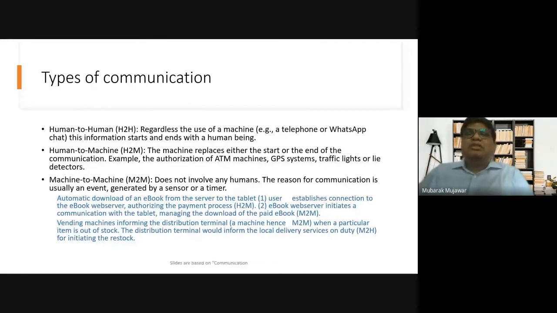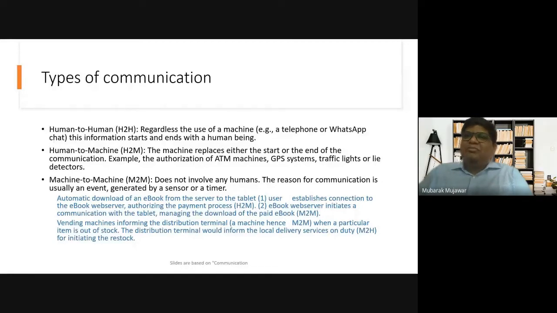Okay, now let us talk about the second type of communication, which is human to machine communication. Of course, in the earlier case, we had both ends occupied by humans. Now here in human to machine, one of the ends is replaced by a machine. Now what are those machines? The best example which comes to my mind is the ATM machine.